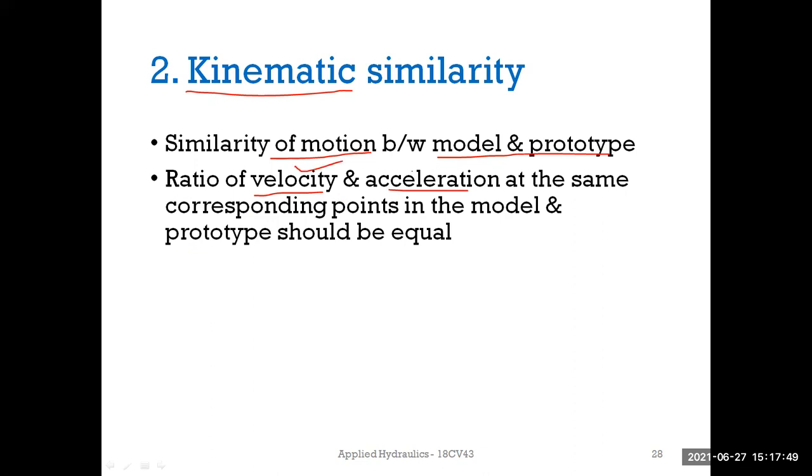So the ratio of velocity and acceleration at the same corresponding point, both in the model and prototype, should be equal. For example, consider this is a model and this is a prototype. If you are measuring the velocity at this particular point, this is VP, and at the same point you have to measure the velocity of the model also. The points which you select should be the same on both model and prototype.